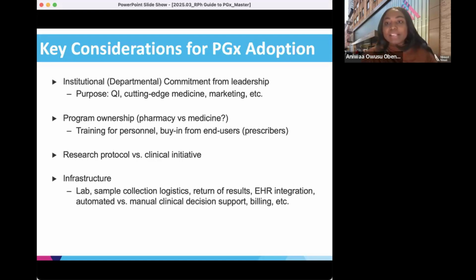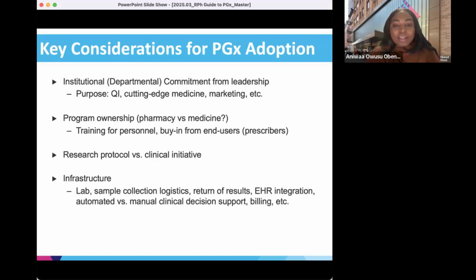Of course, there are programs that are led by physicians as well, like Vanderbilt and maybe even Indiana and Duke, that we get to collaborate with a lot, and even Mayo Clinic, where they are led by physicians. But this is the space where pharmacists should shine. We are the medication experts. We are the ones that should be taking the reins here and implementing this. So we should take program ownership and get buy-in from other end users like our prescribers.